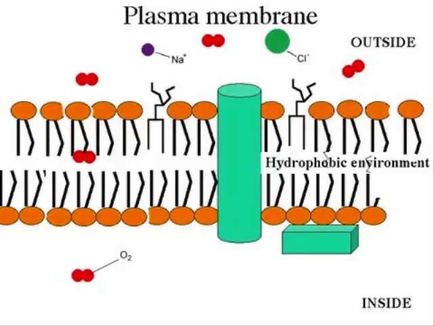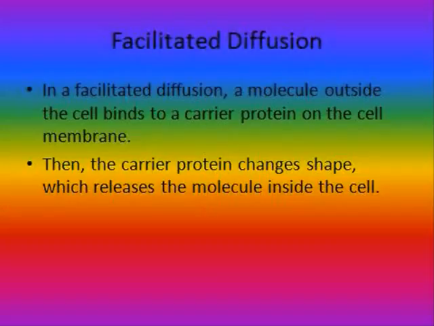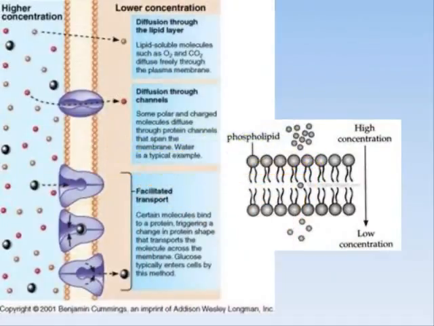Here, in the plasma membrane, the red dots are the oxygen atoms. They can just pass through the lipid bilayer because they are nonpolar, unlike the other molecules. Facilitated diffusion. In facilitated diffusion, a molecule outside the cell binds to a carrier protein on the cell membrane. These are examples of diffusion.